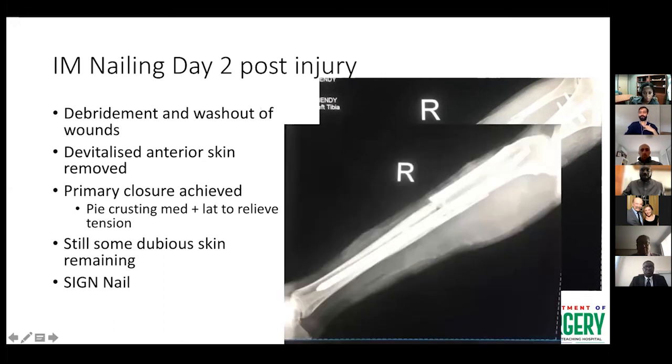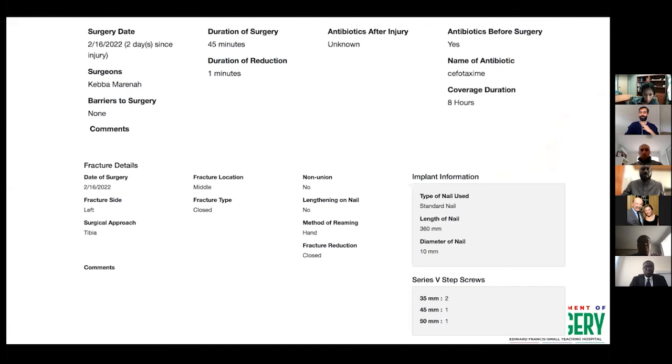So AP lateral. It was, again, I said 2 days post injury. It was a fairly short duration nail, 45 minutes with a quick reduction. He was on antibiotics from admission and also had cefotaxime pre-op and a second dose post-op, and then went on to augment it. And the plan was then to just monitor the wounds.